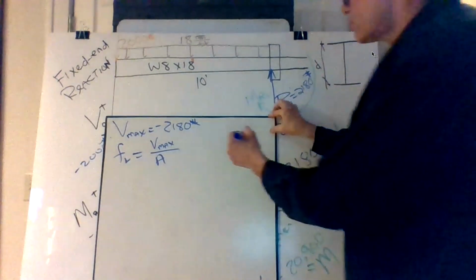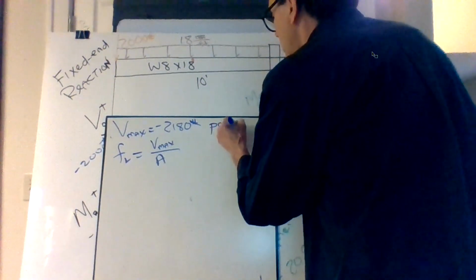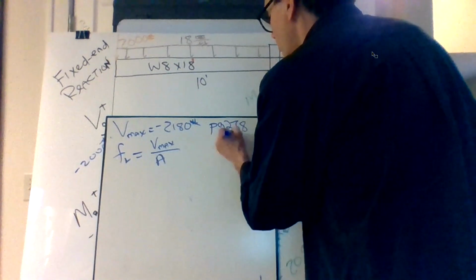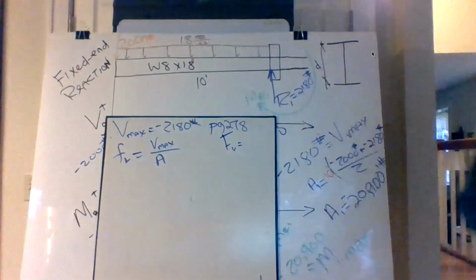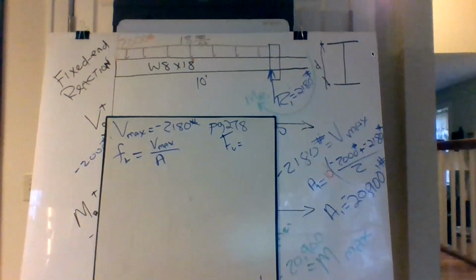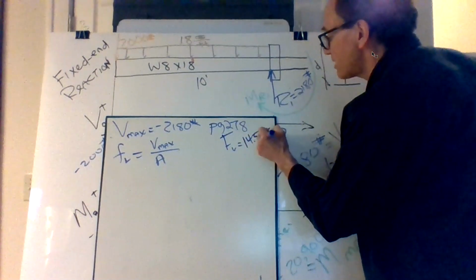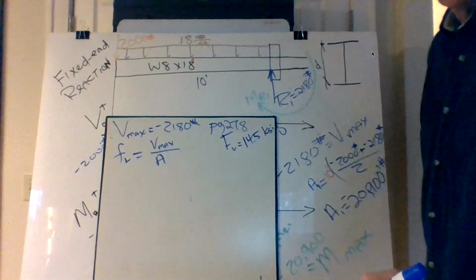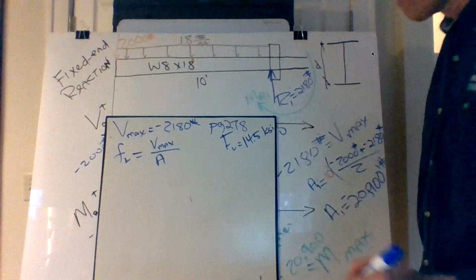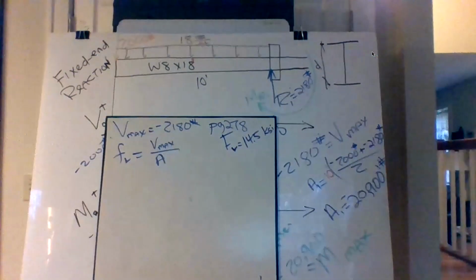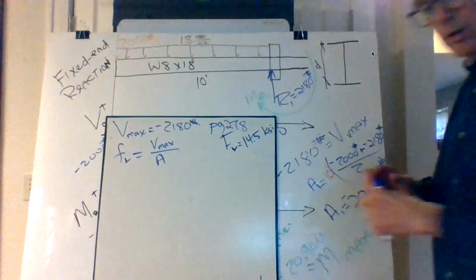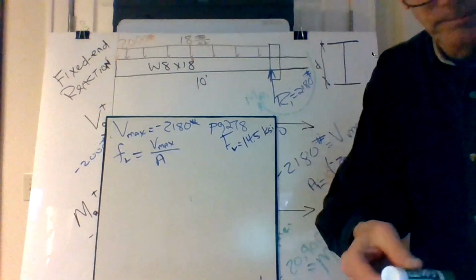Okay? So from page 278, big Fv is equal to, page 278, we're going to say that it is A36 steel, is 14.5 KSI. What's KSI? Kips per square inch. Kips per square inch. Yes, sir. Now, let's give you the bending stress formula.